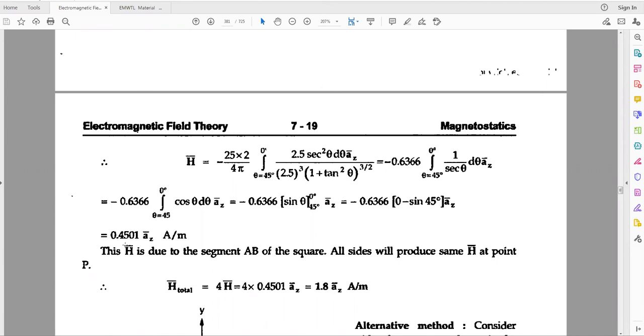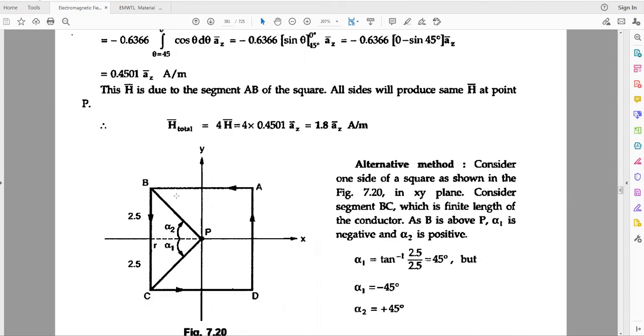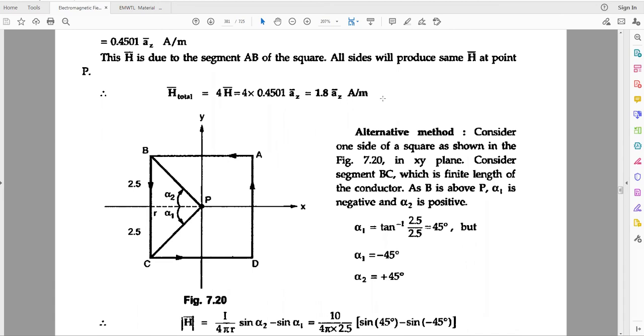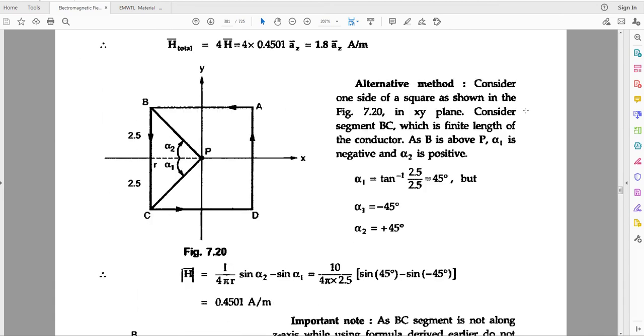And the total H bar has 4 sides. This H bar is due to the segment AB of the square. All sides will produce the same. So H bar at that point is 4 H bar, 4 into 0.4501 aZ bar. You get the ampere per meter. Got it, my dear students?